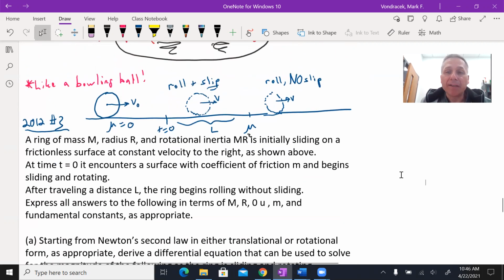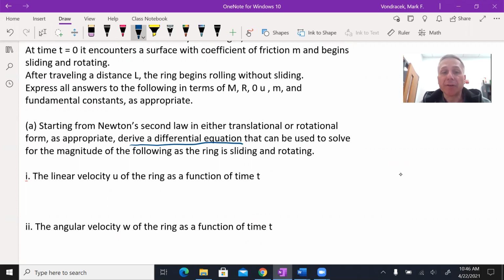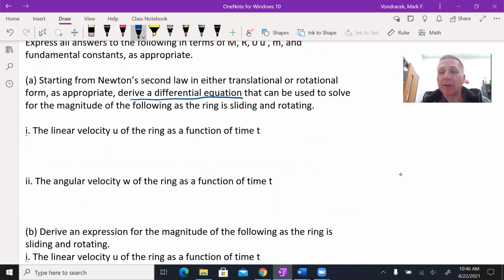Also, the way they worded it, they wanted us to set up a differential equation. Derive a differential equation for the linear velocity as a function of time, and then also for the angular velocity as a function of time. So right away, they make it sound hard by using calculus terms. Now keep in mind, think physically about what's going on here. It's like normal friction, a kinetic kind of friction. That's a constant force. This is actually a constant acceleration problem.